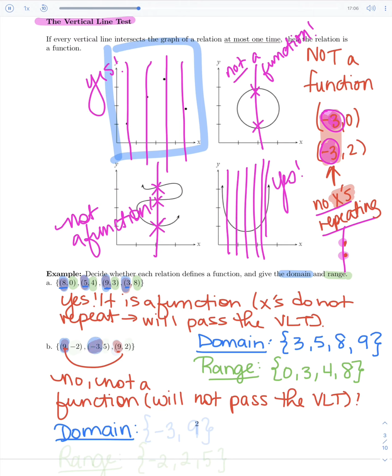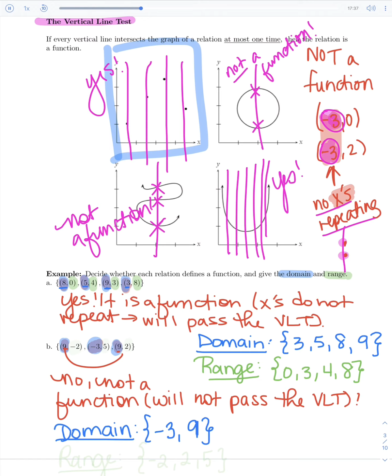So again, we have something similar to the last one, where we're just looking at a couple of isolated points. So whatever our domain is, it's going to go inside of braces. Well, what are the only x values we see? We see the x value of -3 and an x value of 9. Once the 9 is in your list, you're done. You don't need to write it twice. Those are the only two possibilities in your list for x values, either -3 or +9.